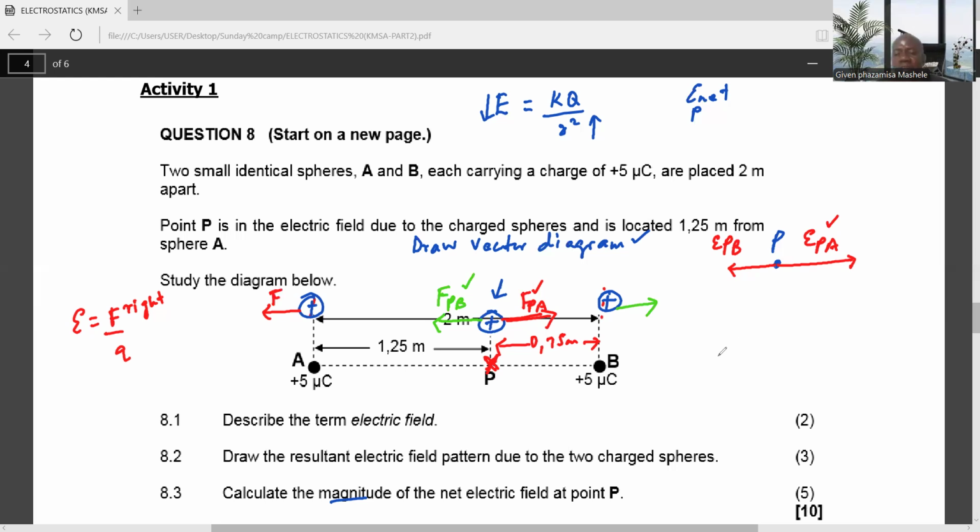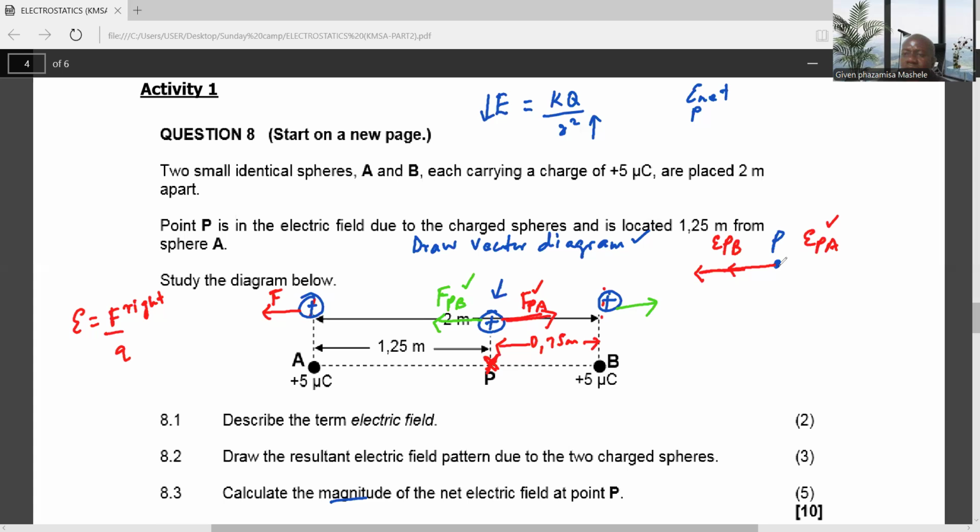But why did I draw the electric field at P due to A as the one with the highest magnitude? No, I apologize. The one that will have the highest magnitude is the electric field at P due to B. Why? Because of the distance. The smaller the distance, the higher the electric field at a point. So this one will have a higher magnitude, and this one, let me try to reduce this one, will be smaller in terms of magnitude.